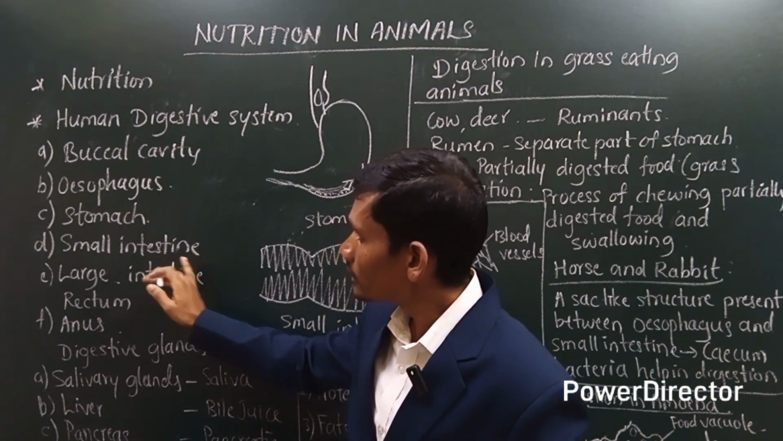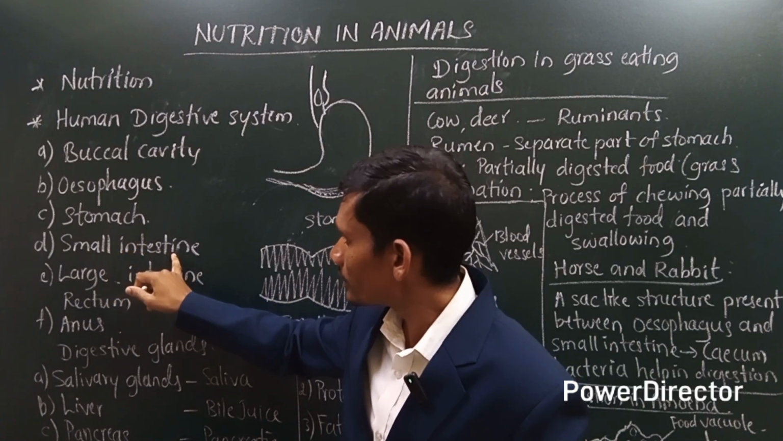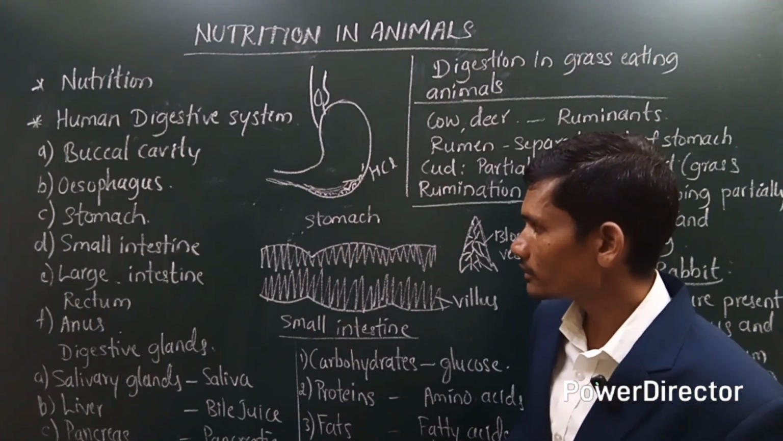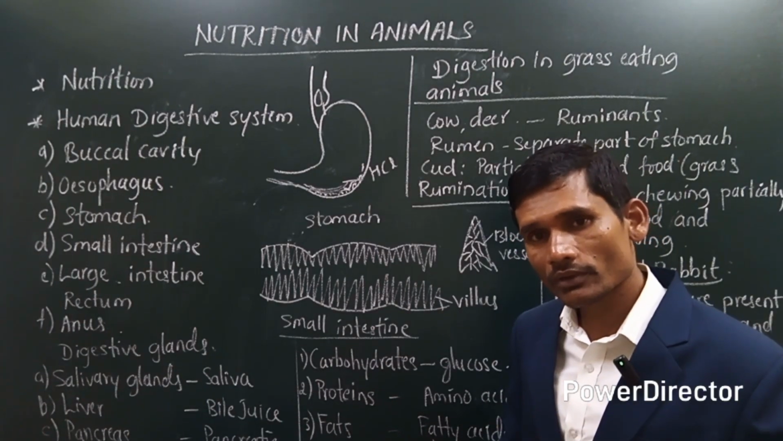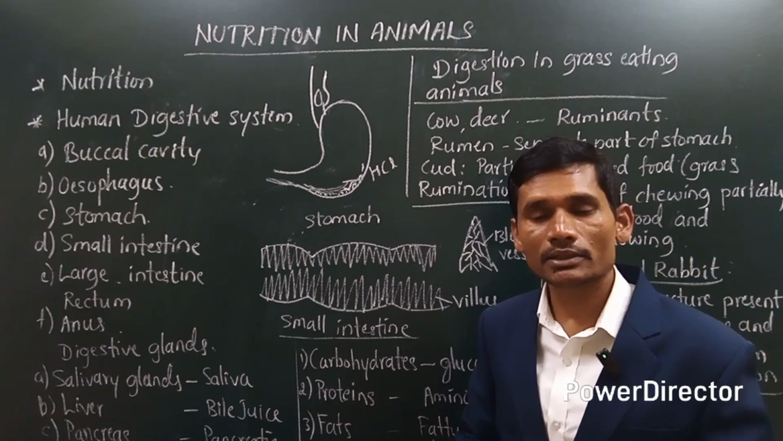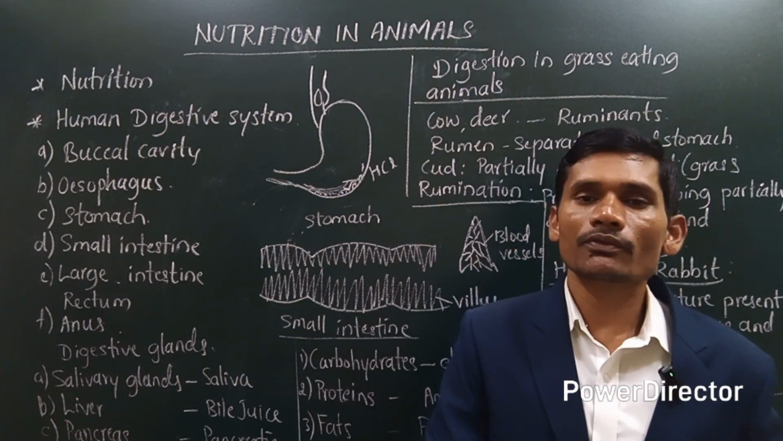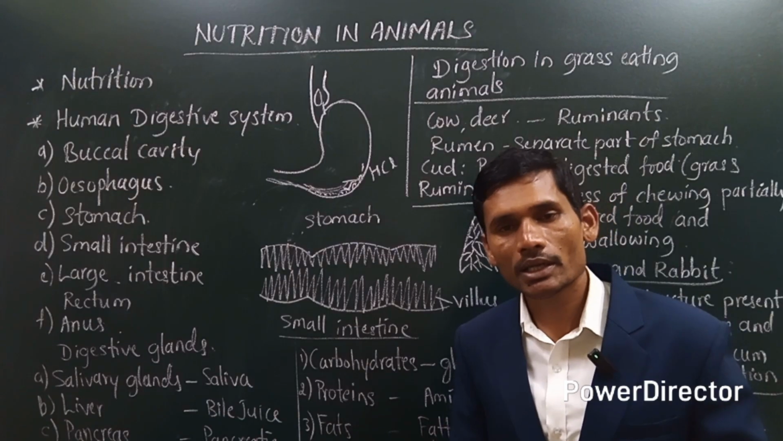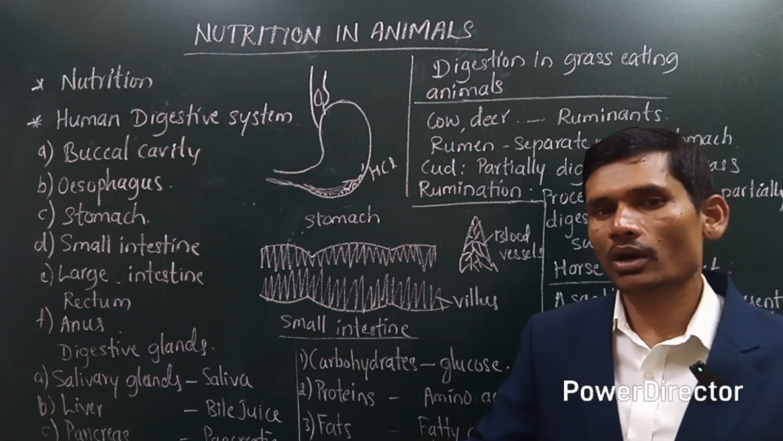Now coming to the small intestine, we learned about this one. It is receiving secretions from the liver also, and the pancreas also. Then what happens in this? The complete digestion of the food takes place in the small intestine. Complete digestion means it is completely broken down.